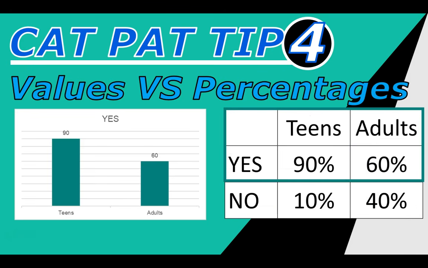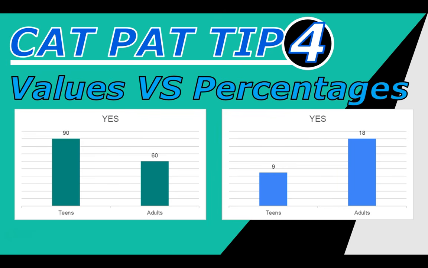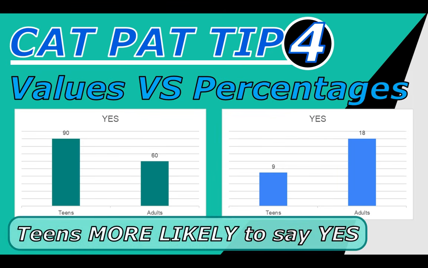And if I compare that with the values chart, you can see that they are completely different. And we will come up with completely different trends based on that. But the percentages are more accurate, and we can then say things like teens are more likely to say yes because 90% of the teens did say yes. The number of teens saying yes is a bigger percentage of the total number of teens. And we do not get that image from using the values in the chart on the right there.